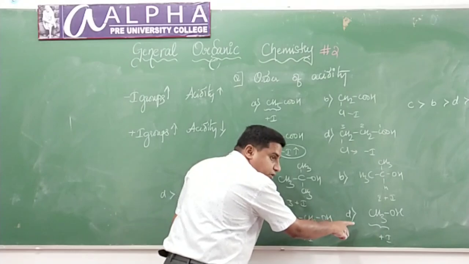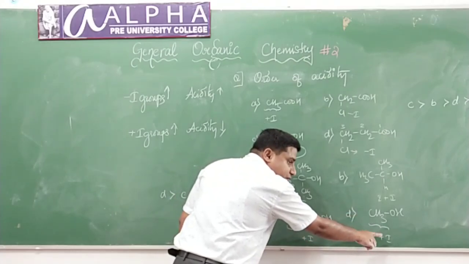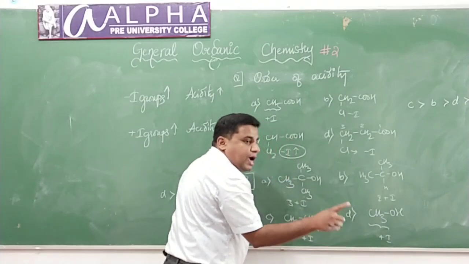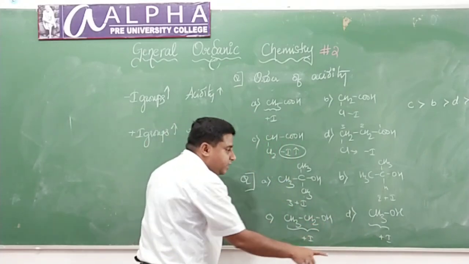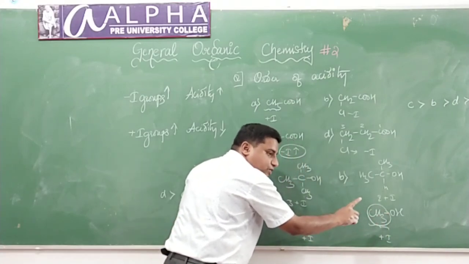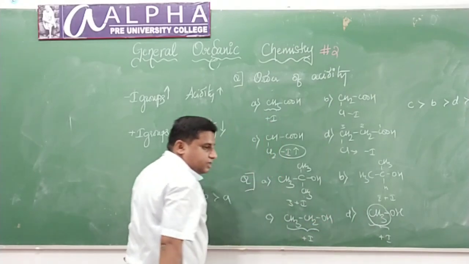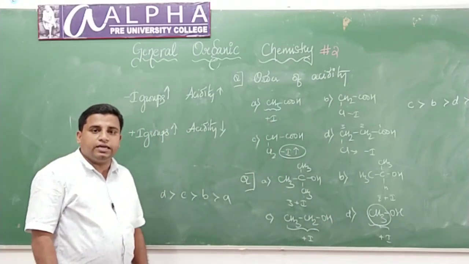Why is D more acidic? Because it exhibits the least positive inductive effect. Please go back and look at the order of positive inductive effect. The methyl group exhibits the least positive inductive effect, therefore it is going to be a strong acid. I hope it is clear. Yes, thank you.